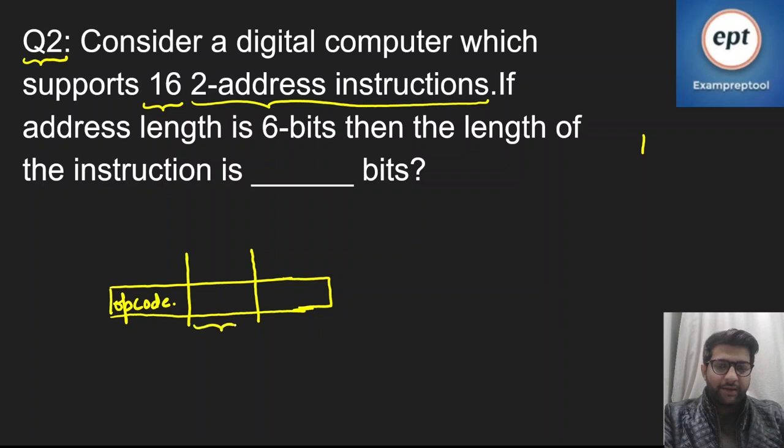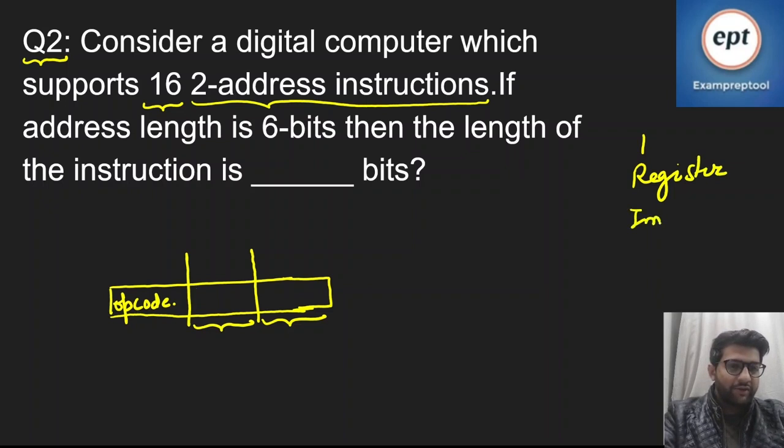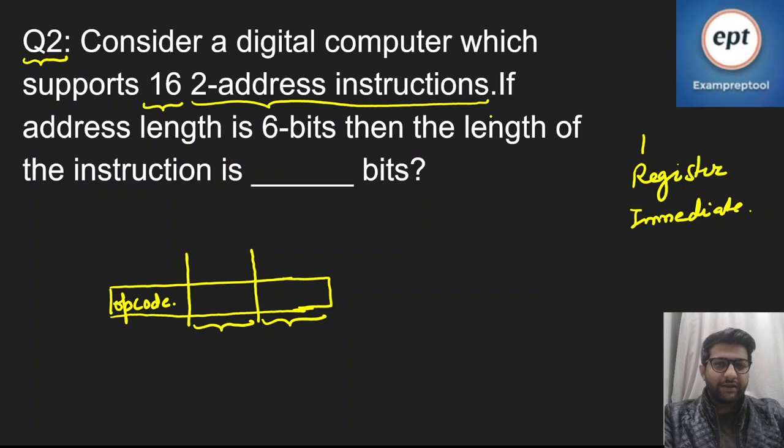These fields can be information about the register, for example if it is following register-based addressing mode, the register number will be present here. And if it is following immediate addressing mode, the exact operand value will be present here. So these are information about the operand. It is saying that the address length is 6 bits. So these are addresses, and these are of 6 bits.